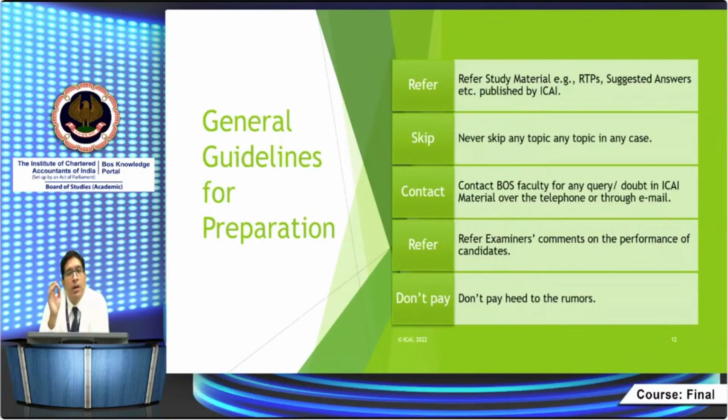Therefore, each and every question of your study material, your RTPs, your mock test papers, your case study digest, even questions given in capsules are very, very important. Therefore, please go ahead with ICAI's content. Again, never skip any topic, even a small topic is very, very important.